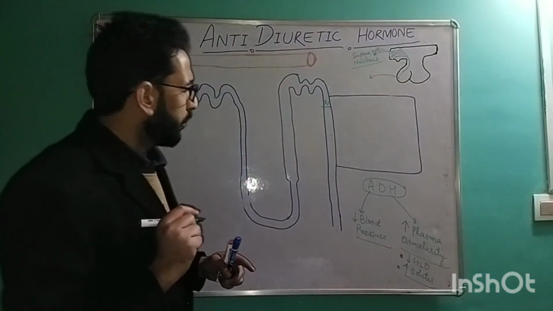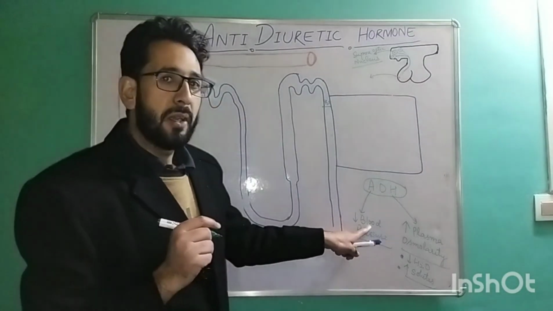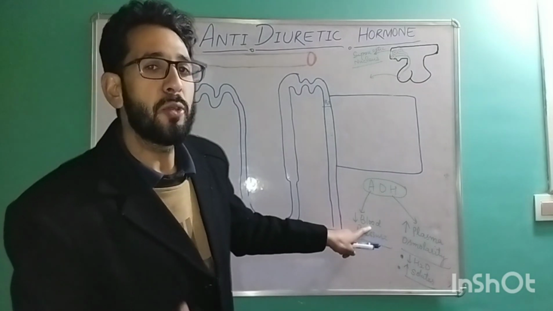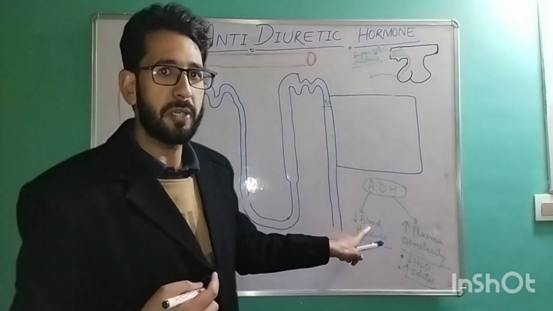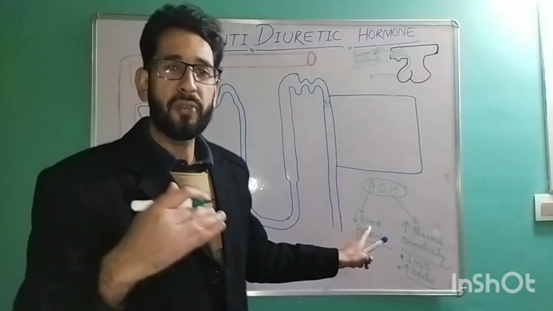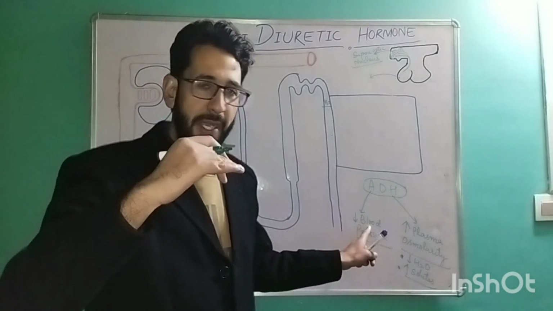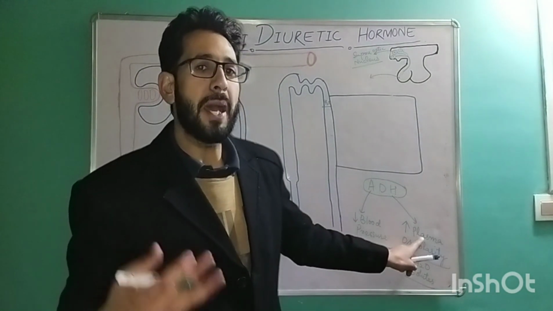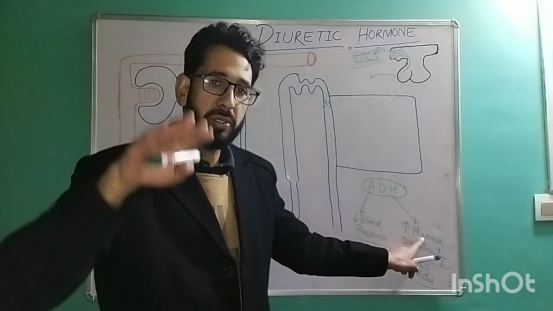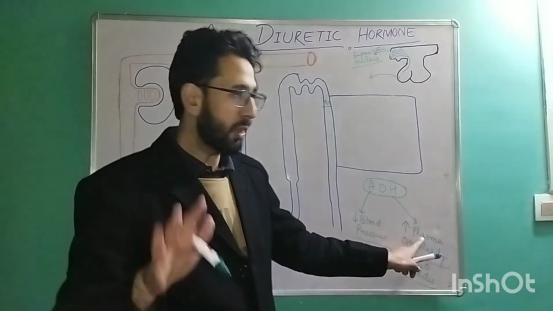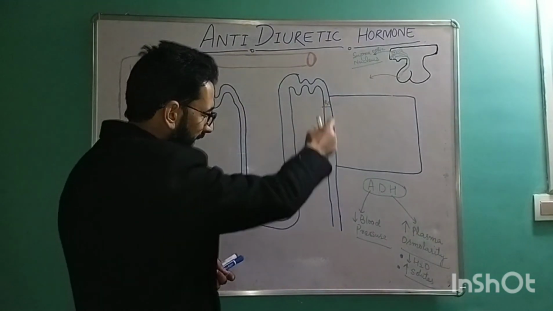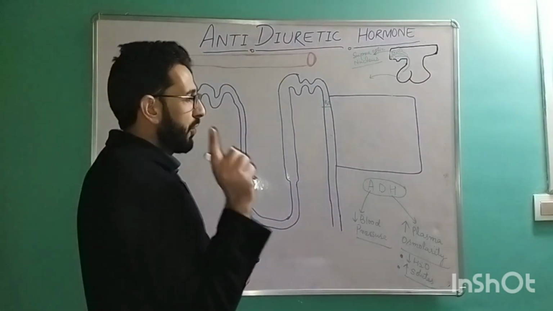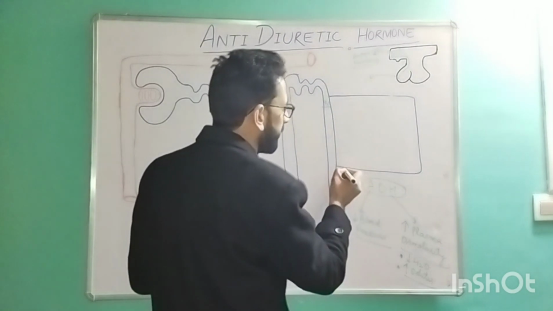I have told you that these are the two stimuli which stimulate the supraoptic nucleus for the release of antidiuretic hormone. The first is decreased blood pressure, so our aim should be to increase the blood pressure. The second is increased plasma osmolarity. The plasma has become hypertonic, so we have to decrease that plasma osmolarity. Now this is the collecting duct, and it contains many cells, and one of the cells here is called the principal cell.